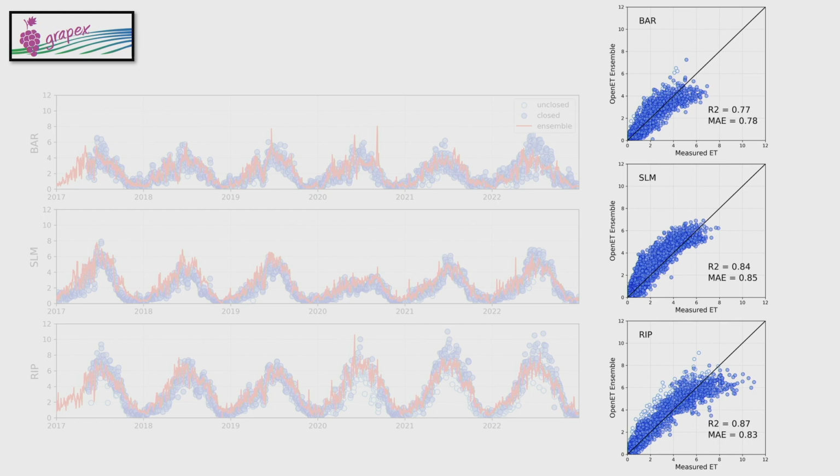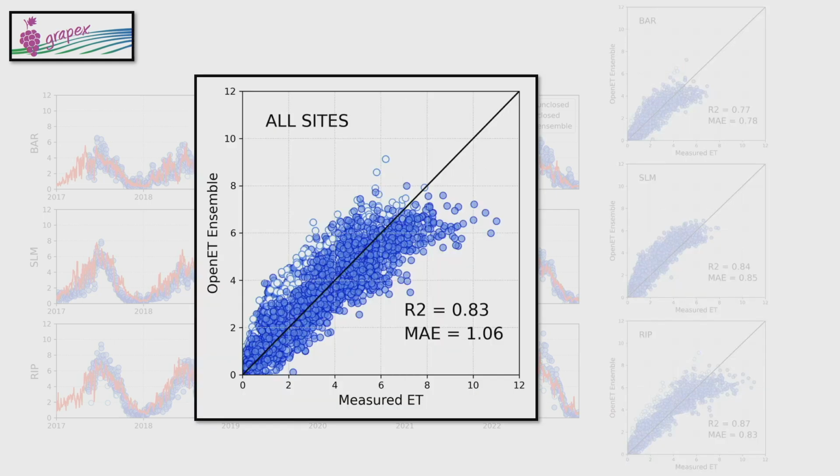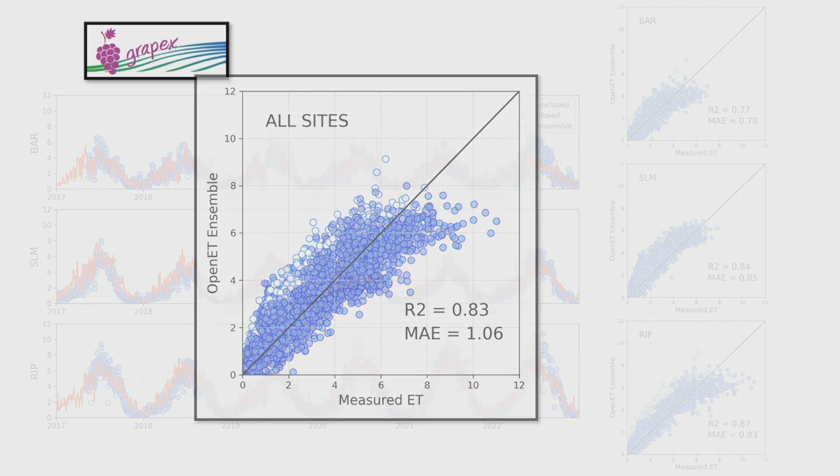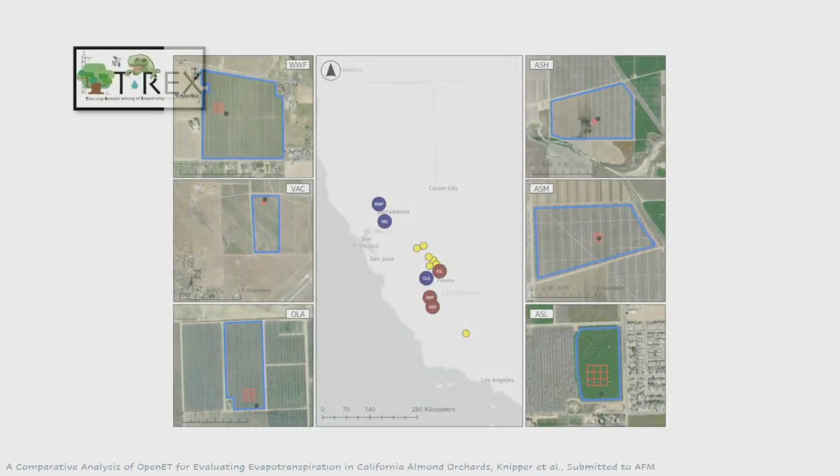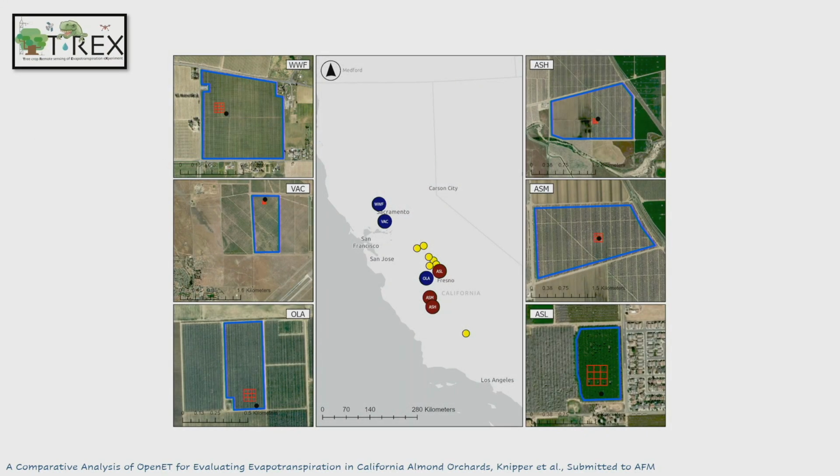You can see ET estimates increasing from the north on top to the south within the Central Valley on the bottom. And ultimately, overall at all sites, again, strong correlations and low mean absolute errors hovering around that 1 millimeter per day mark. If we focus back in on T-Rex, we actually just submitted a paper to Ag and Forest Met looking at a comparison of OpenET to almond orchards within the Central Valley of California.